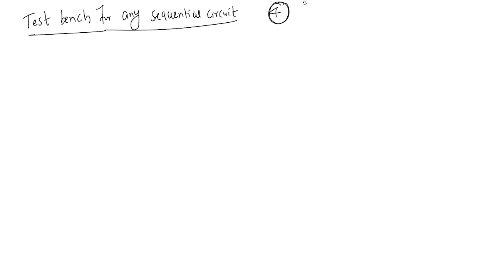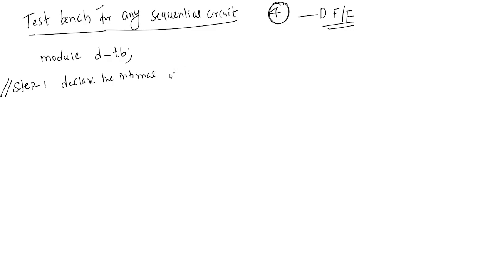Okay, I'm writing the test bench for D flip flop. I wrote the code, and next I'm writing the test bench. So module D underscore TB, this is my module name. So what is step one? You need to declare the internal variables for the test bench. According to port hole connections, whatever the top module inputs are, you need to declare with reg data type.